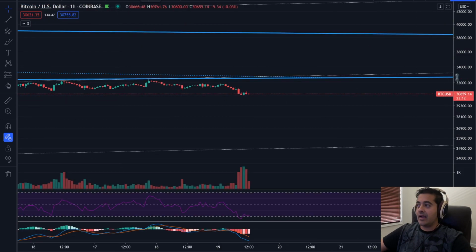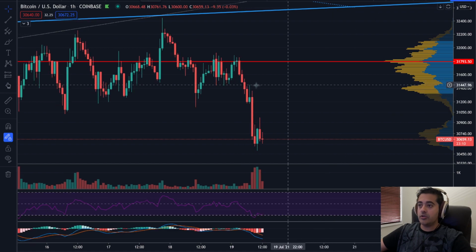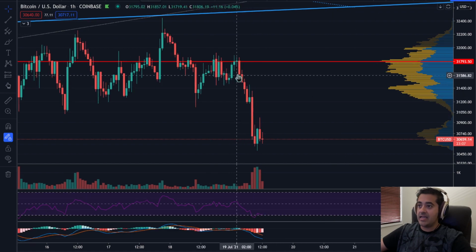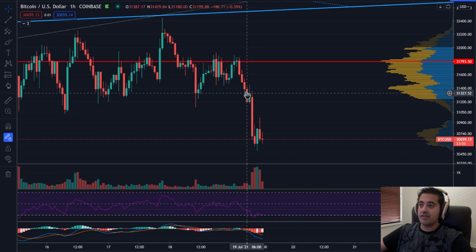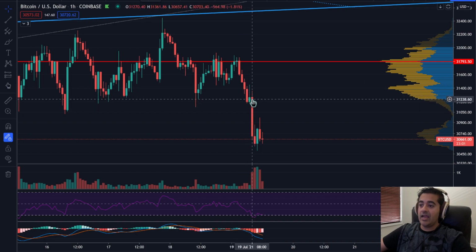So we'll go down to the hourly chart now. And when we look at the hourly, you can really see the moves that occurred today. You can see that at the start of the morning, this was the 7 a.m. Eastern candle. This was the 8 a.m. Eastern candle. And that's when we started seeing it dropping.